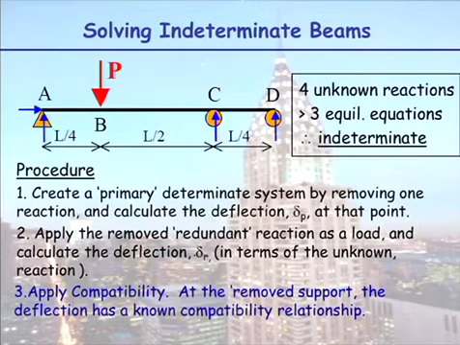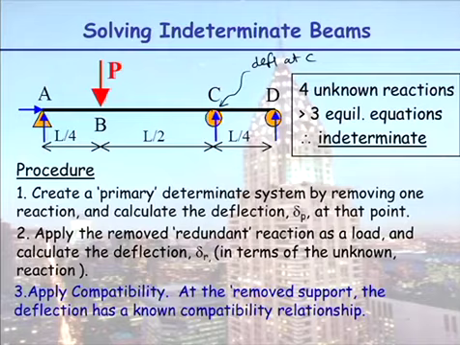Where is this all going, you're saying? This is where we link it by applying compatibility. At the removed support, the deflection has a known compatibility relationship. What am I talking about? Okay, tell me, what is the deflection at C equal to?